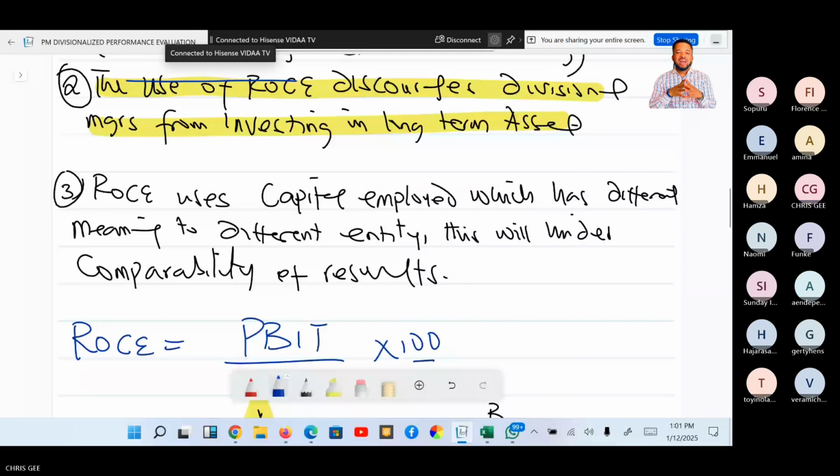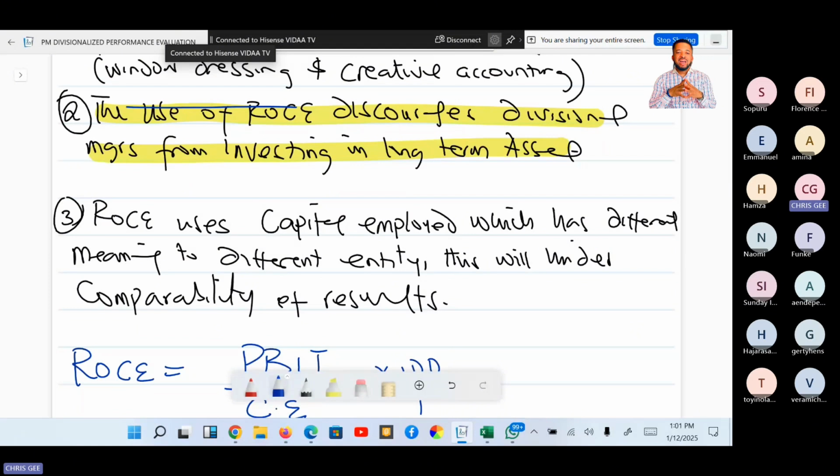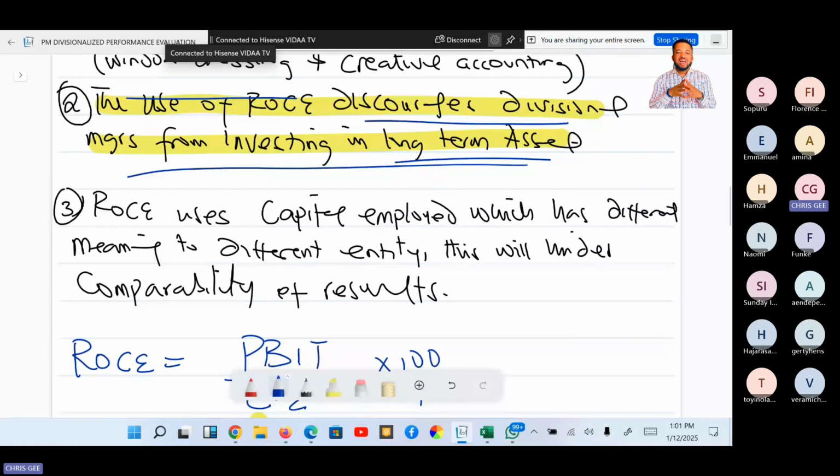from investing in long-term assets. And this will always bring up a conflict of interest between managers and the owners of the firm. Managers are fixated on what can I get now, when I go to increase our salary.